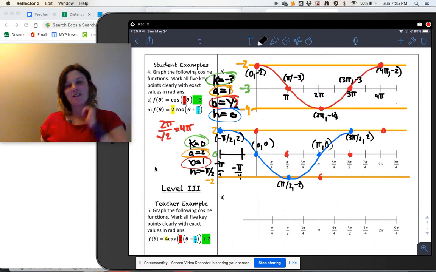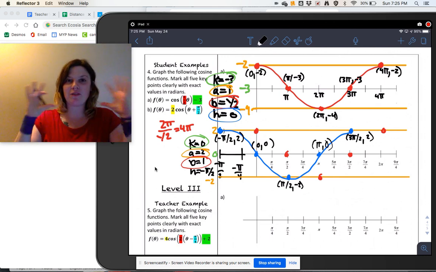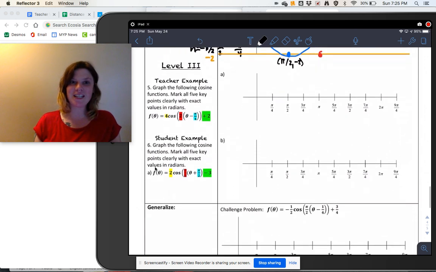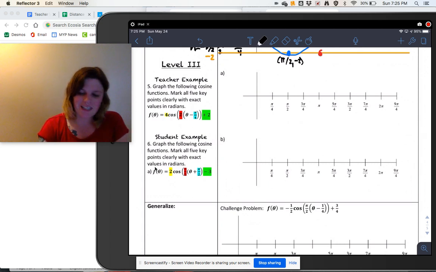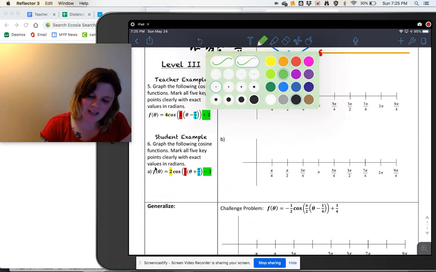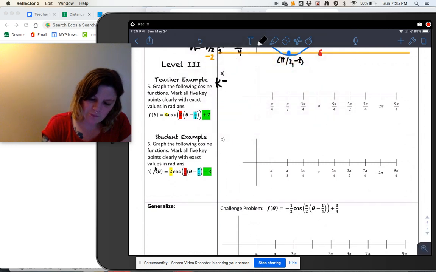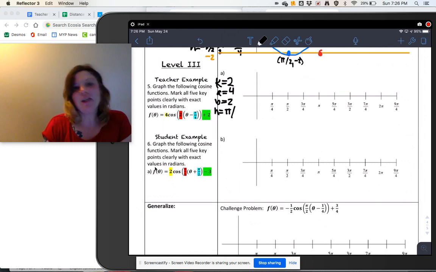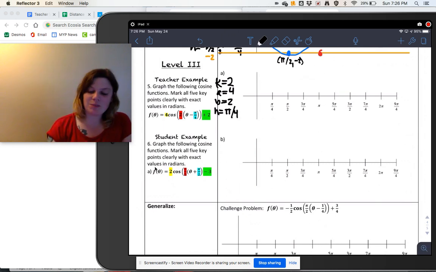So instead of having lots of little videos, I just wanted to put everything all together in one so they're all really cohesive. Let's look at level 3 questions. They're so much fun. Okay, so we're going to start with the K value here. K is equal to 2, A is equal to 4, B is equal to 2, and H is equal to positive pi over 4. So going through this, it does make it a little trickier that there's 4 changes, specifically the B and the H. So let's do it together.